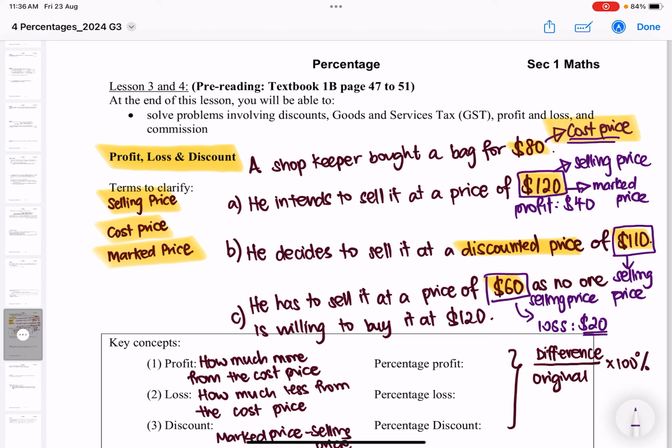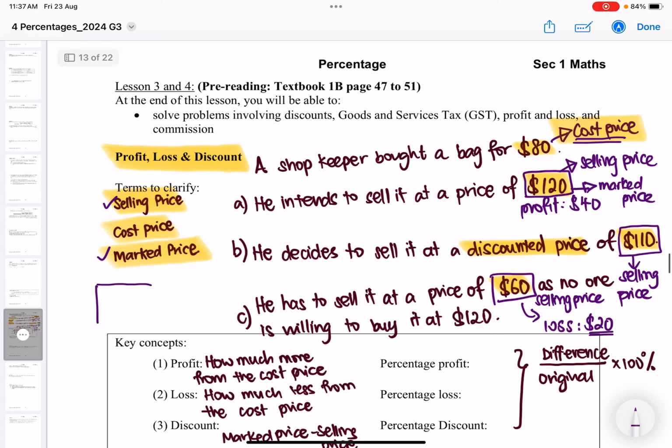So this is what selling price, cost price, and marked price means. Selling price and marked price may refer to the same thing, especially if there's no discount. Okay, the reason why we use the word marked price, when you go to a shop, sometimes they will have a price tag which says maybe $100, and then they will slash it and say now it's only $80. So this $100 will be considered the marked price. So now the $80 would be the new selling price. Okay, so if there's no discount, then selling price and marked price are essentially the same thing.